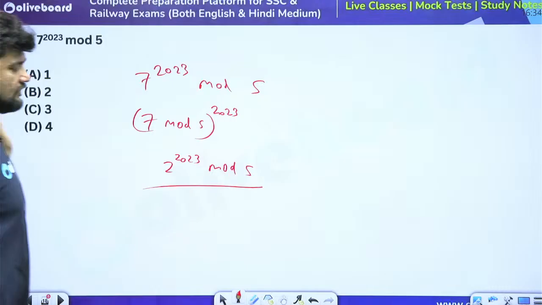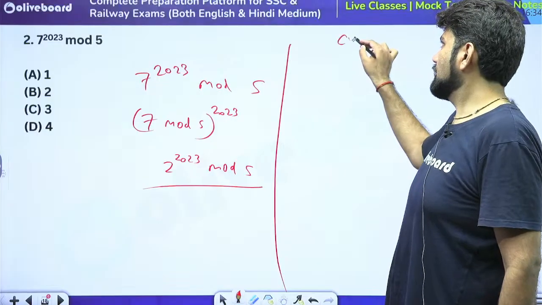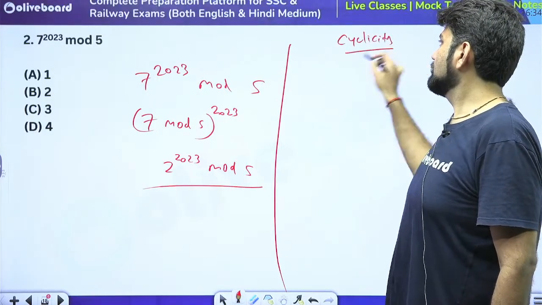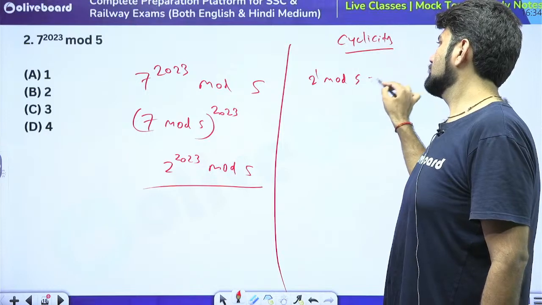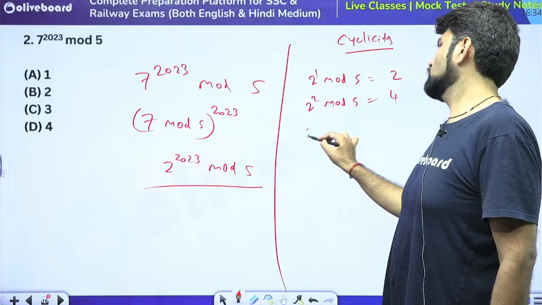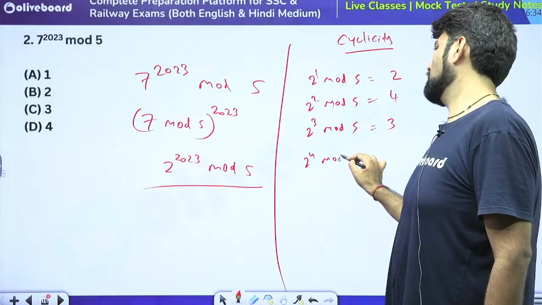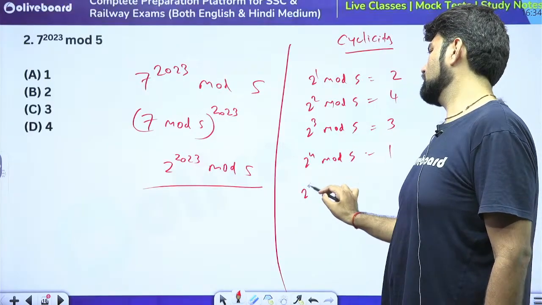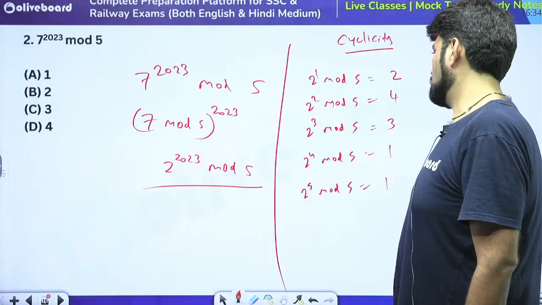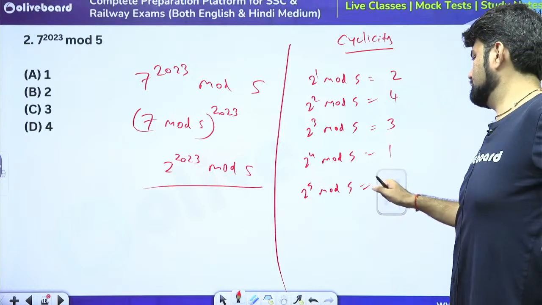So what you will do is you will find the cyclicity of 2 mod 5. 2 power 1 mod 5 is 2. 2 power 2 mod 5 is 4. 2 power 3 mod 5 is 3. 2 power 4 mod 5 is 1. 2 power 5 mod 5 is 2, sorry, 32.